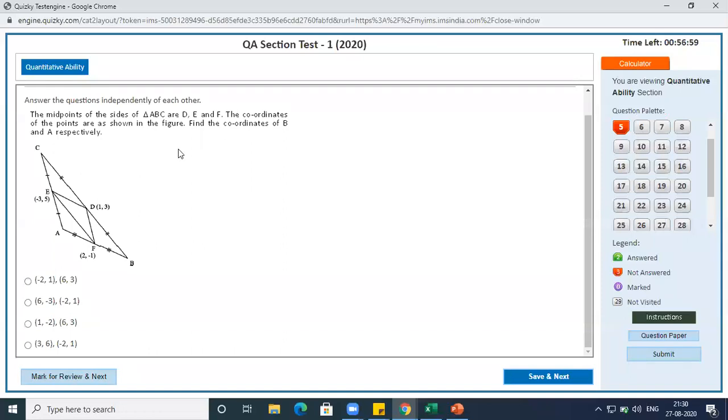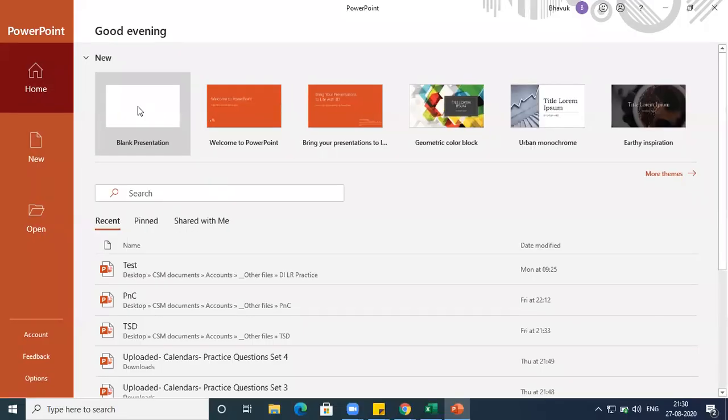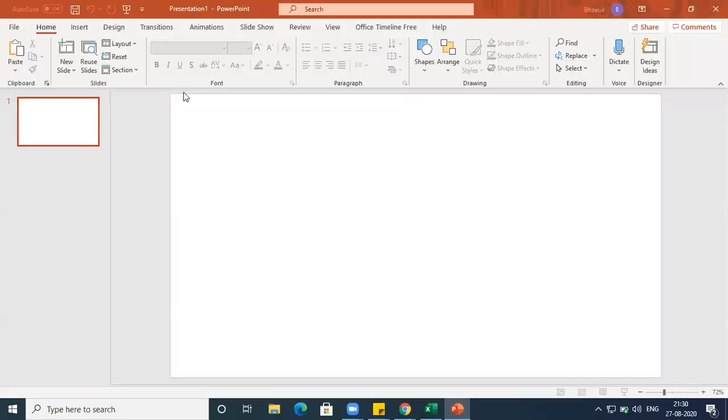The coordinates of the points are as shown. Find the coordinates of B and A respectively. It seems like a midpoint theorem question. Coordinate geometry. Let's solve it.